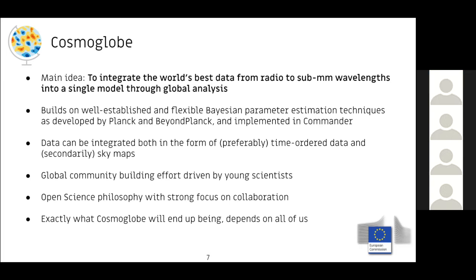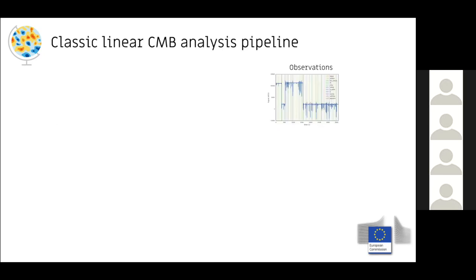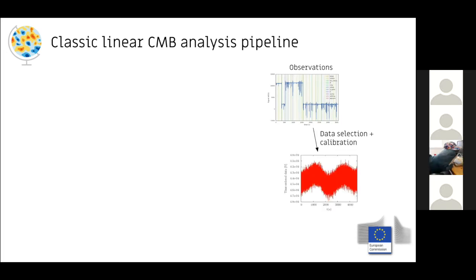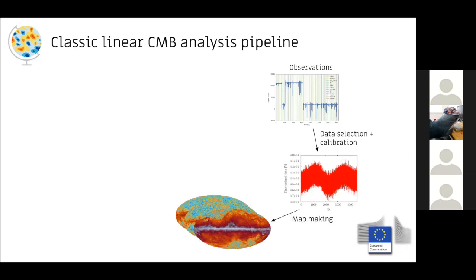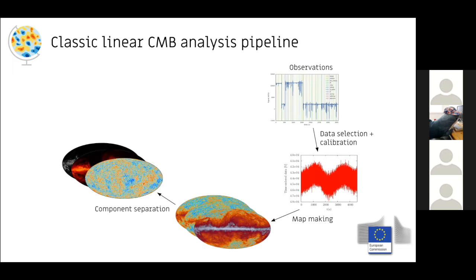Let me give a very short motivation of some aspect of the global analysis by taking a step back and going through a classic linear CMB analysis pipeline, where we start out with some observations, and then we send these data into data selection and calibration. And then we do map making. After that, we do component separation. Based on those maps, we do power spectrum estimation. And based on that, we might do parameter estimation.